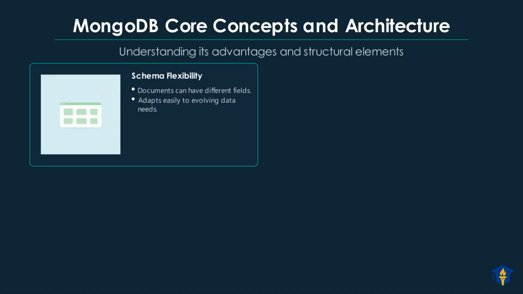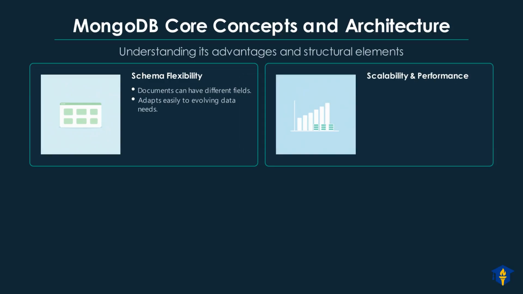This inherent flexibility allows MongoDB to easily adapt as your data needs evolve over time without complex migrations. Another critical advantage of MongoDB is its robust scalability and impressive performance, especially with large datasets. MongoDB is designed to handle very large amounts of data by scaling out horizontally across multiple servers. It is specifically optimized to perform very fast read and write operations, making it ideal for high throughput applications.